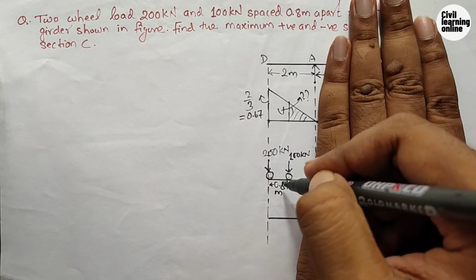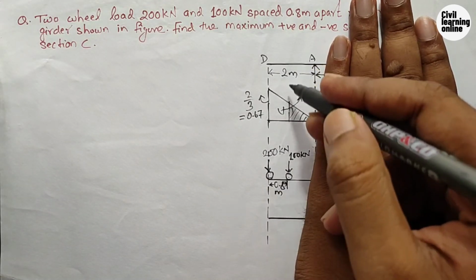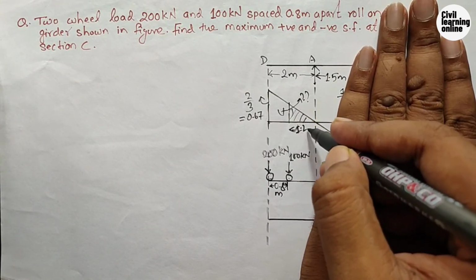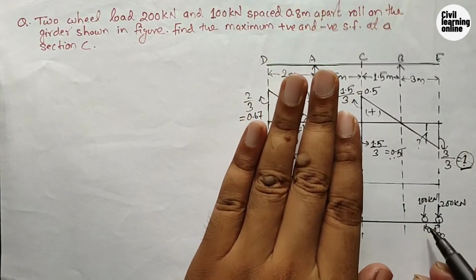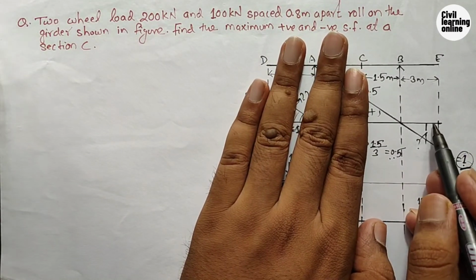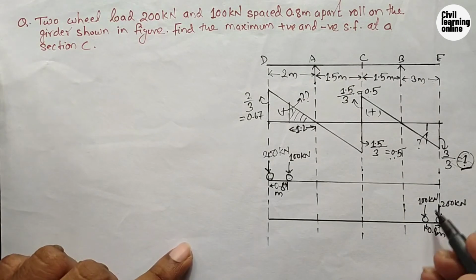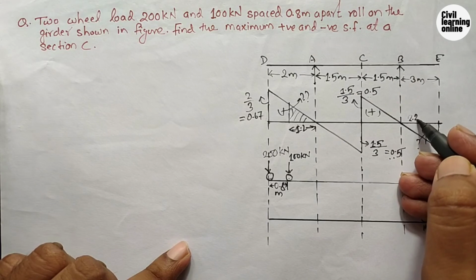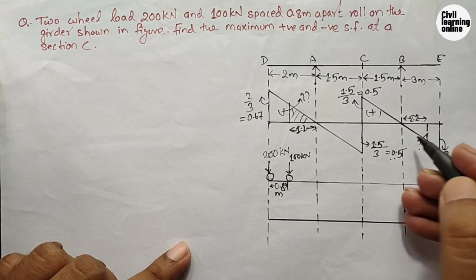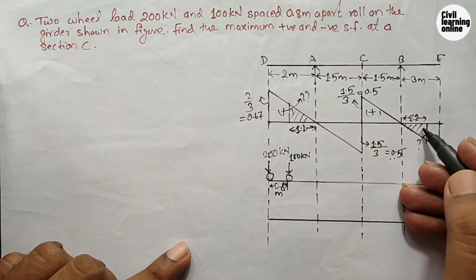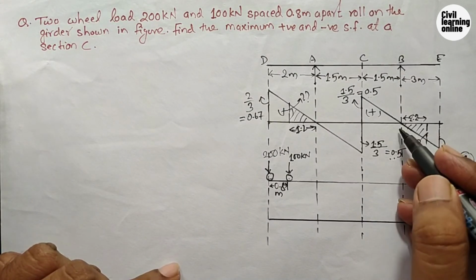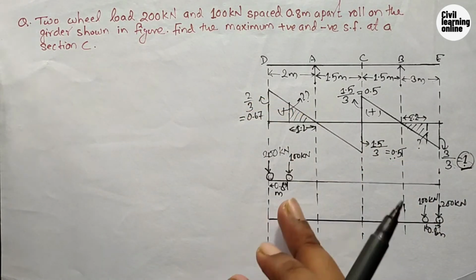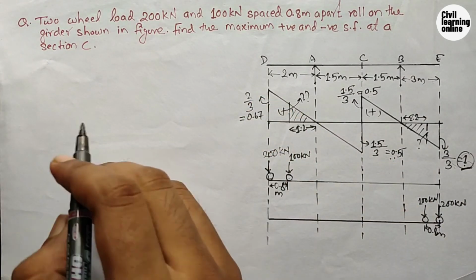This span is 0.8 meters, so subtract 0.8 from 2, you will get 1.2 meter, so the base of this smaller triangle is going to be 1.2 meter. Similarly, in this triangle, this whole span is 3 meter, and the spacing between these two loads is 0.8, so we will get here 2.2 meter. For this triangle, we will use the condition of similar triangles between this triangle and this longer triangle. Now multiply the ordinate with the value of the load intensity to calculate the maximum positive and negative shear force.